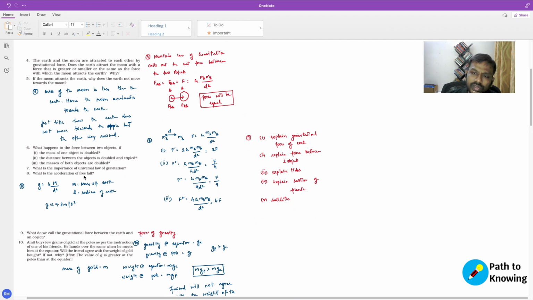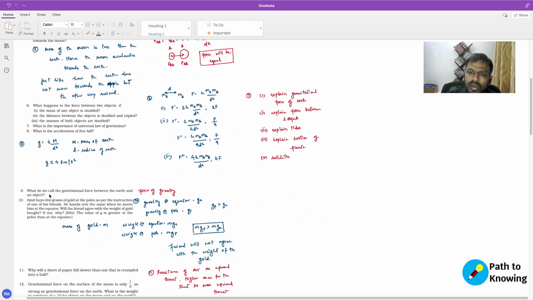What is acceleration of free fall? Acceleration of free fall is the acceleration experienced by an object that is under the influence of Earth's gravitational force, and we derived that. It is denoted by the letter small g, and we figured out that it is approximately equal to 9.8 meters per second squared, and we derived that based on Newton's universal gravitational constant, the mass of the Earth and the radius of the Earth. What do we call the gravitational force between the Earth and an object? We call it the force of gravity, right?